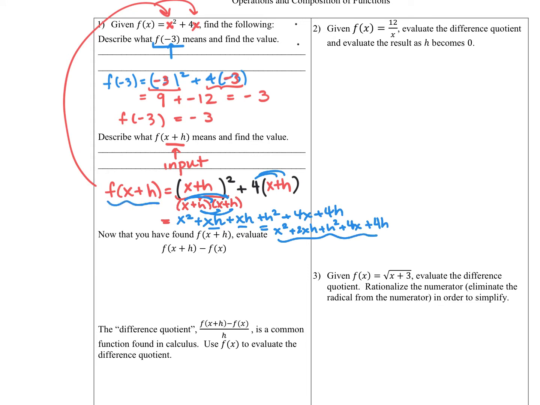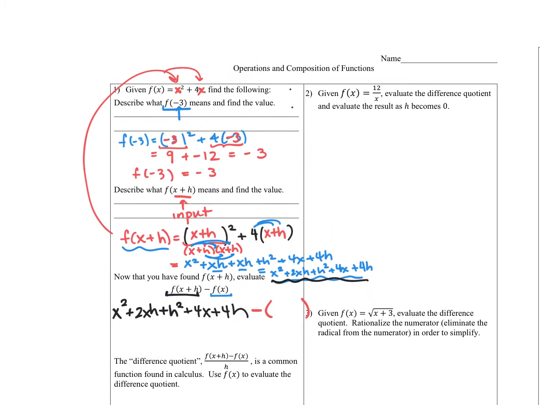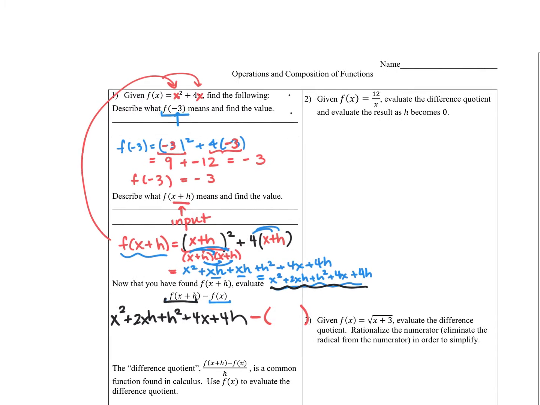So it says now that you found f of x plus h, it wants us to evaluate f of x plus h minus f of x. Well, f of x plus h, again, we just found it. I'm going to rewrite that. x squared plus 2xh plus h squared plus 4x plus 4h. So again, that's f of x plus h. Then it says, okay, minus, I'm going to put it in parentheses to make sure I subtract everything for f of x. And if you remember, f of x, going all the way back, was x squared plus 4x.